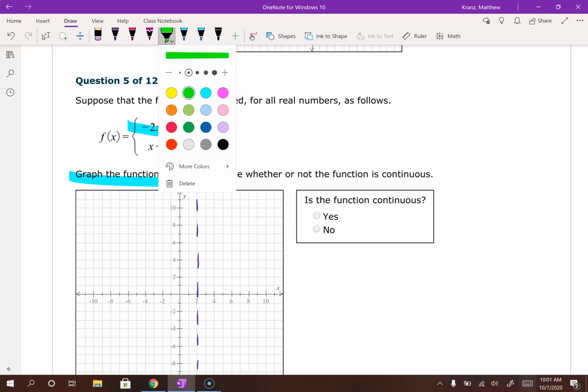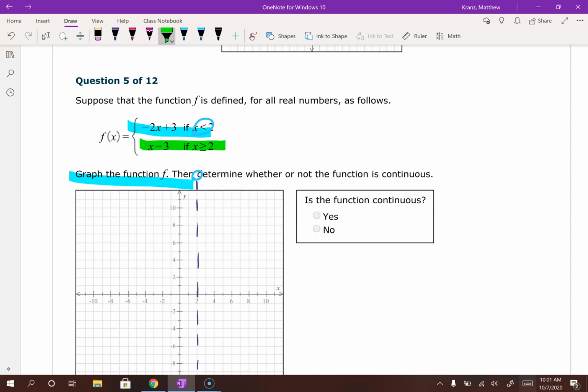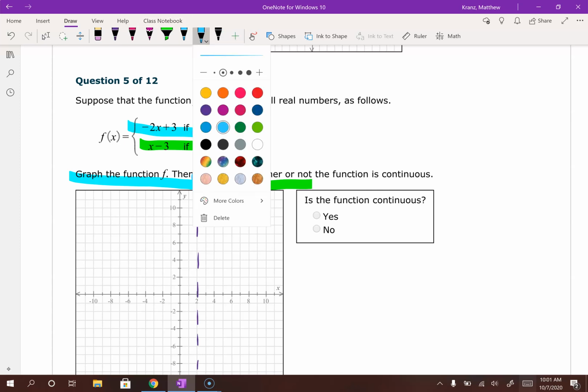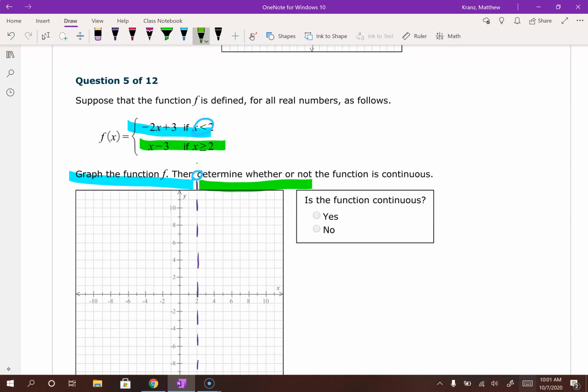Now let's go ahead and make this one our green function. It says x is greater than or equal to 2, so that would be on this side of it, because they're both using 2. And this one is going to have a closed circle where it hits 2, because you see how it has an equal sign underneath.